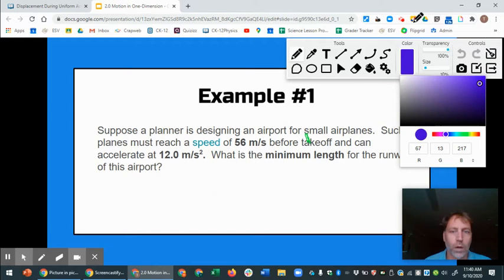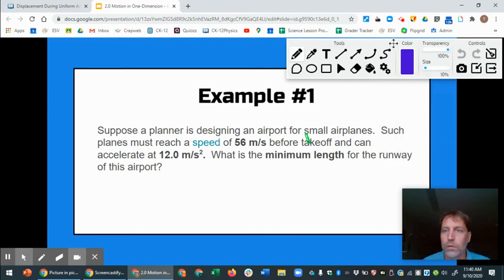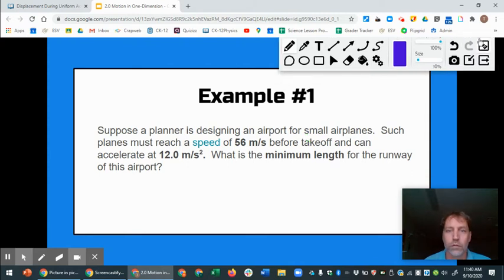All right, so here we go. Suppose a planner is designing an airport for small planes, a small airstrip. Such planes must reach a speed of 56 meters per second. I'm going to circle what we've been given. They must reach a speed of 56 meters per second before takeoff and can accelerate at 12.0 meters per second squared. What is the maximum length for the runway of this airport?